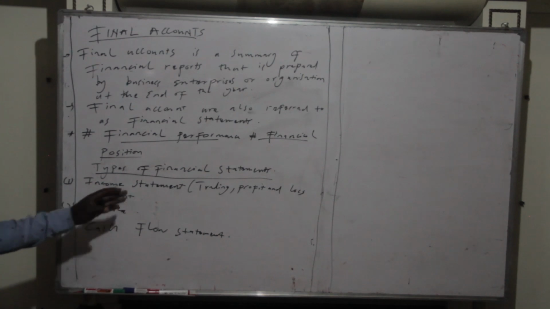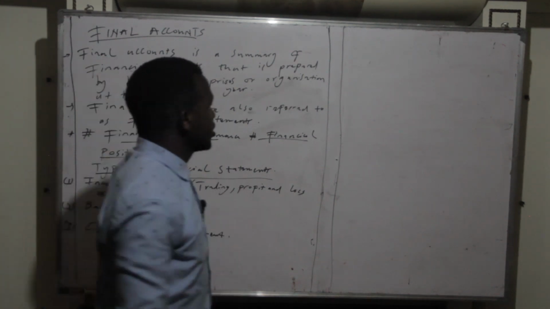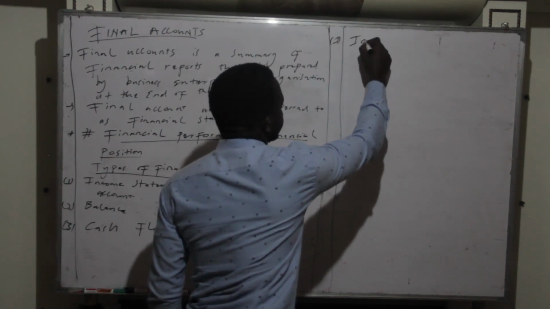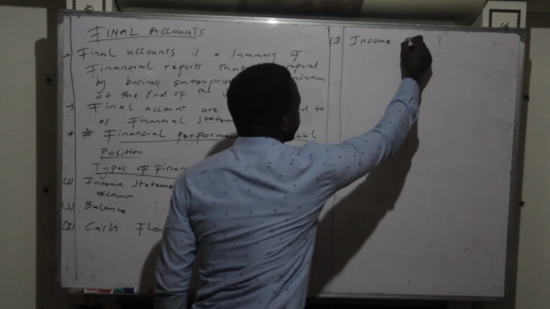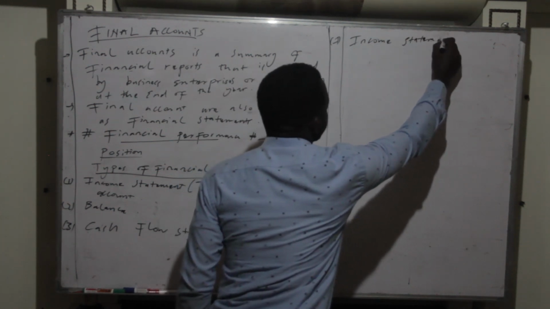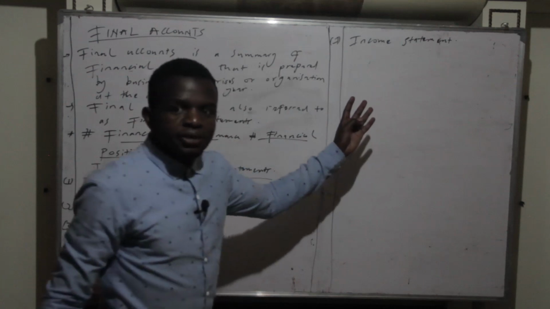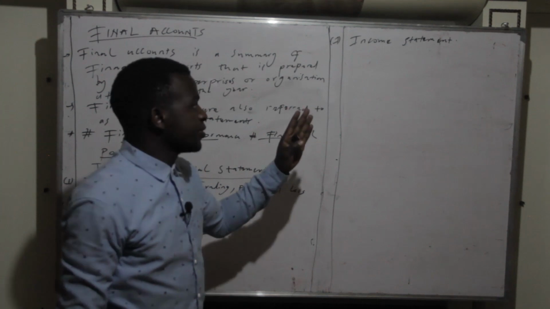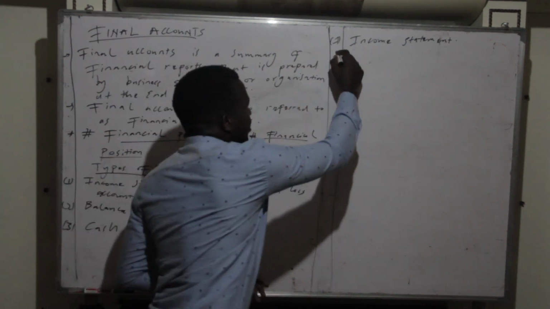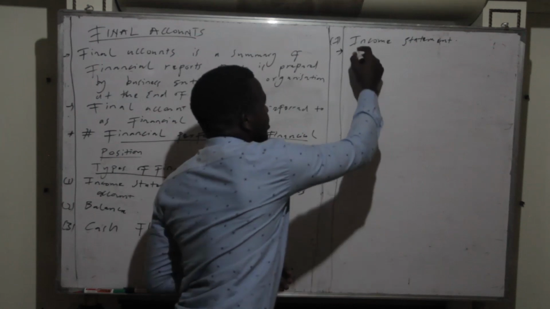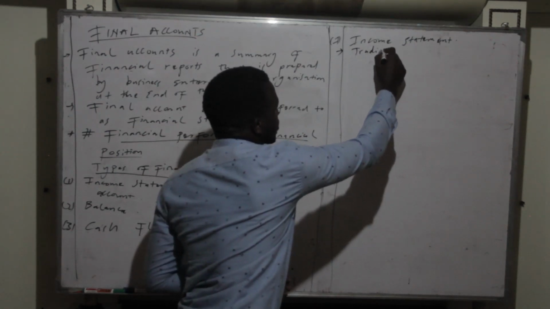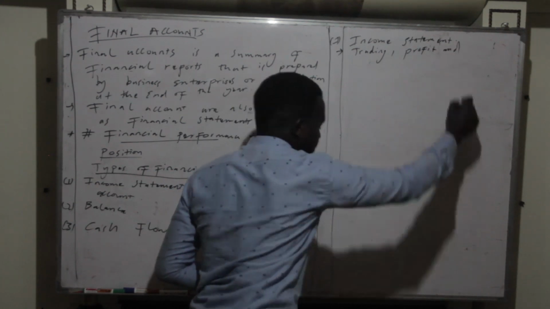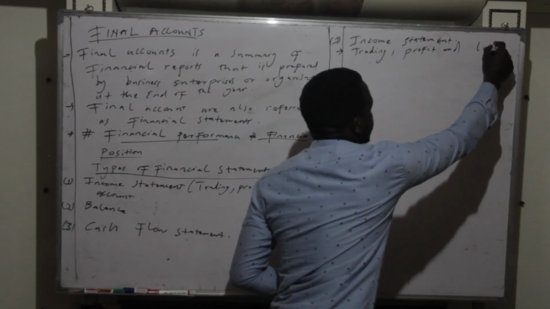So we'll start with the first financial statement, which is the income statement. The income statement is also referred to as the trading profit and loss account. That's the first part that you need to take into consideration. So this is referred to as the trading profit and loss account.